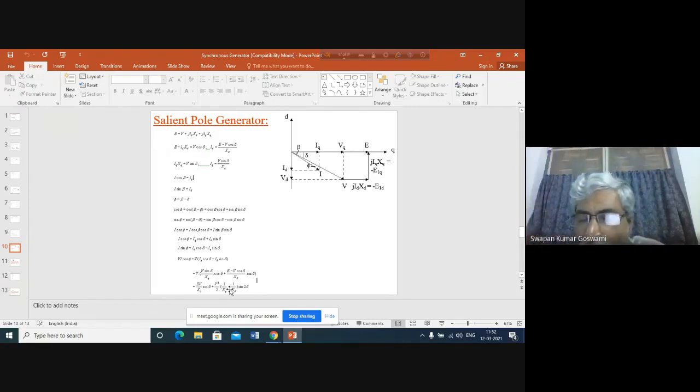Why will it be decreasing? It will be moving towards the negative half cycle. The sine 2 delta component will be moving to the negative half cycle. That means you can see that the zone of stable operation of this machine again will be from 0 to an angle which is less than 90 degrees.